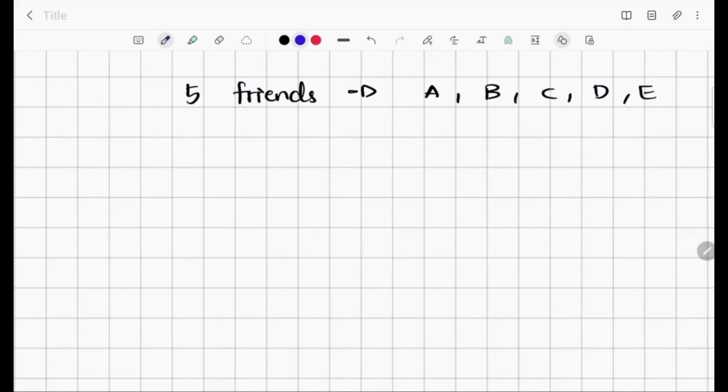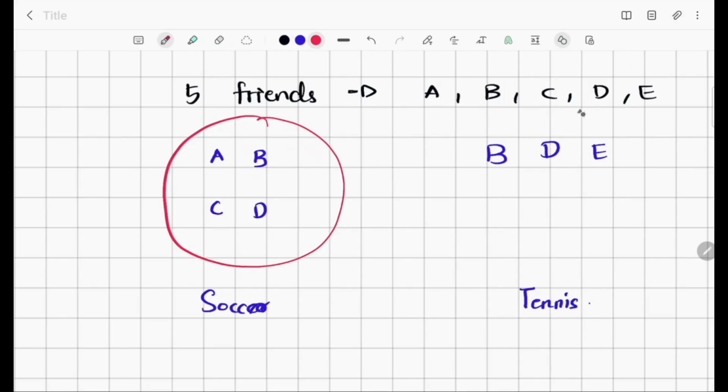Out of these 5 friends, A, B, C and D like to play soccer, and B, D and E like to play tennis. So what if we put this in a Venn diagram? Let's try.